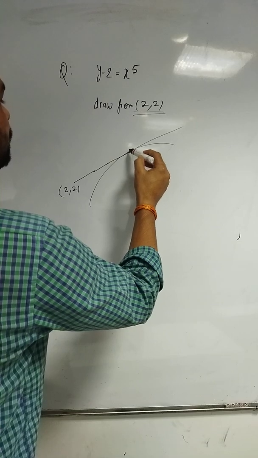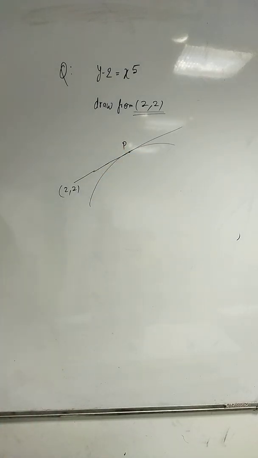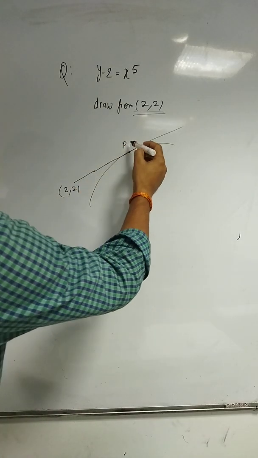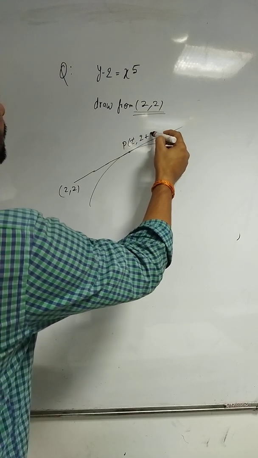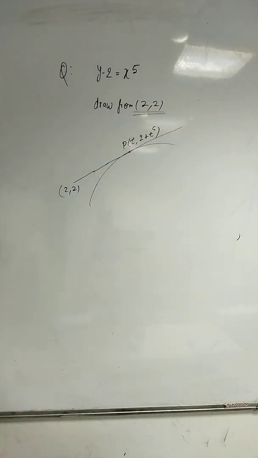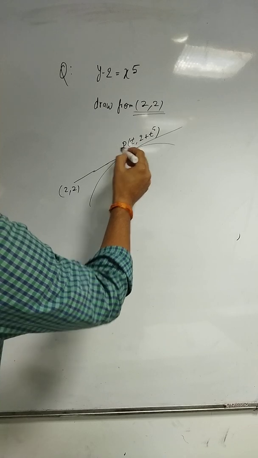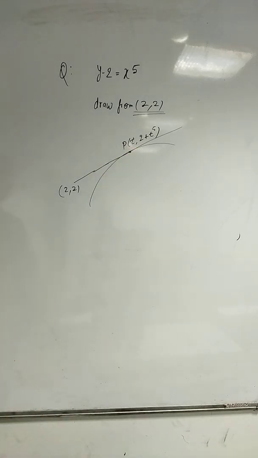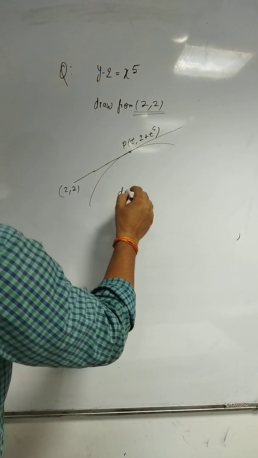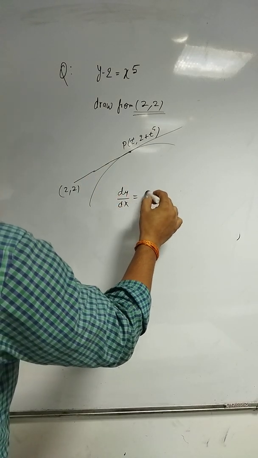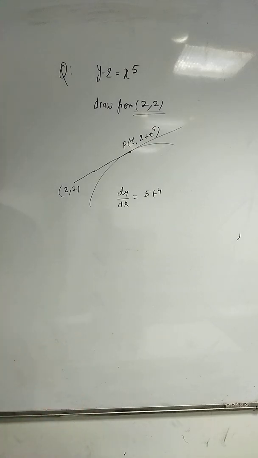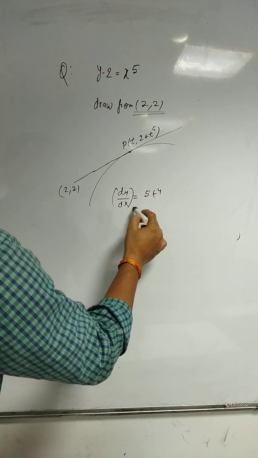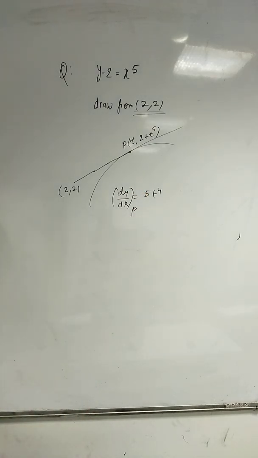Let's suppose this is the point of contact P. You can consider P as (t, 2 plus t to the power 5). The derivative at point P will represent the slope of the tangent at P. So find the derivative, dy by dx is equal to 5t to the power 4 at point P.